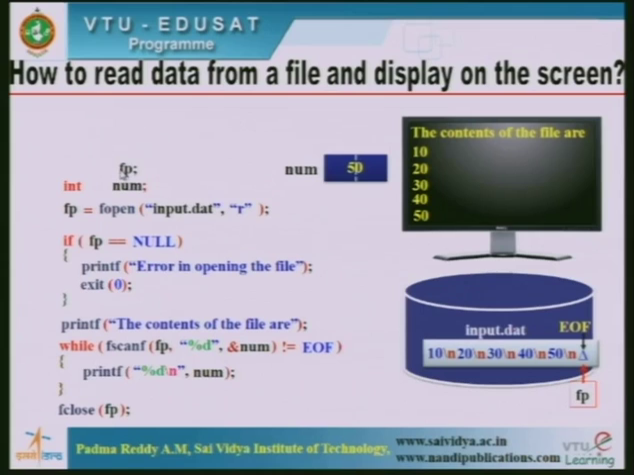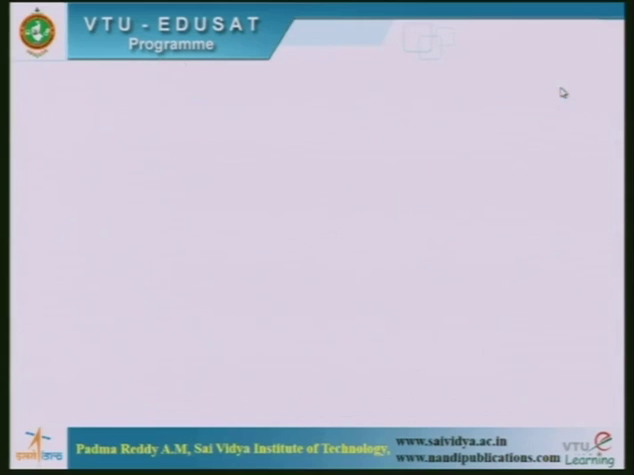So fp has to be declared as a pointer to a file. And all these statements must be enclosed within braces like this. Here we write void main. The declaration of printf will be available in stdio.h. exit(0) is available in stdlib.h. So include stdlib.h and include stdio.h. I hope you understood how to read data from a file and display it onto the screen.